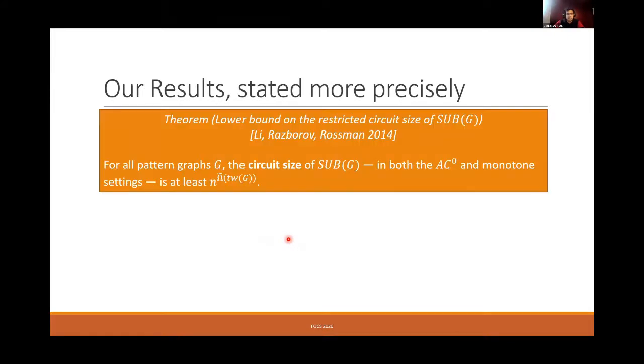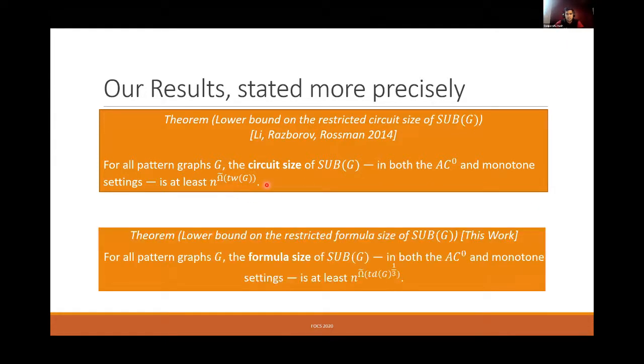So just to state our results again. First, let's see the Lee-Raspberry-Rossmann result again. They show that the restricted circuit complexity of sub G in these settings is n to the roughly tree width. And we show that the formula complexity of sub G, again in these restricted settings, is n to the roughly tree depth to the 1/3.